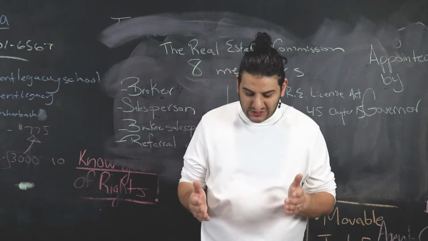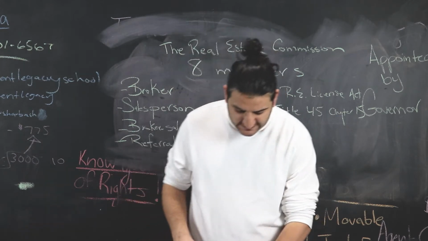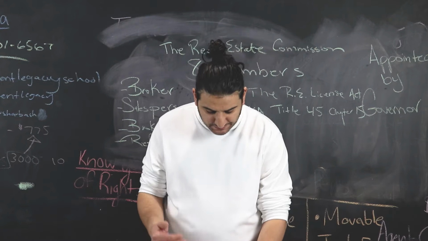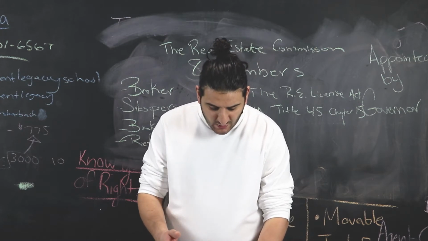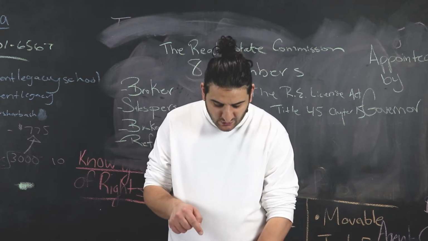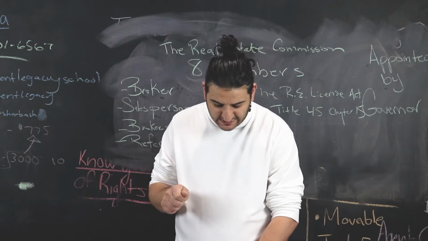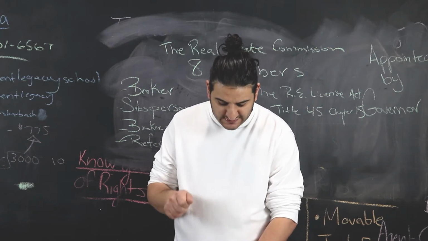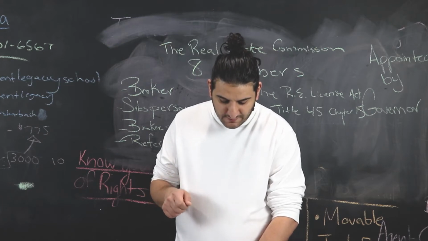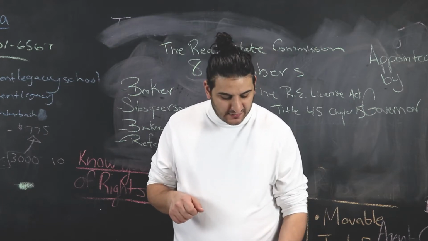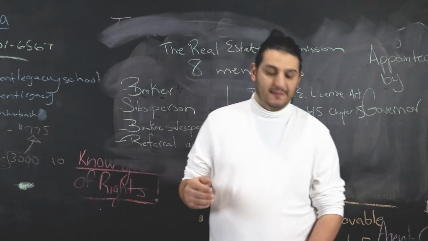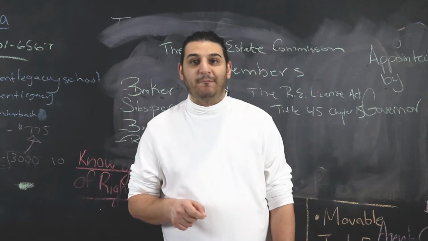So if you turn to page 11, right on top where it says main office as a place of business, I want you to go to the second paragraph and highlight the words that say the broker's name and the words licensed real estate broker must be displayed on the exterior. Highlight that. That's going to be on your state exam.